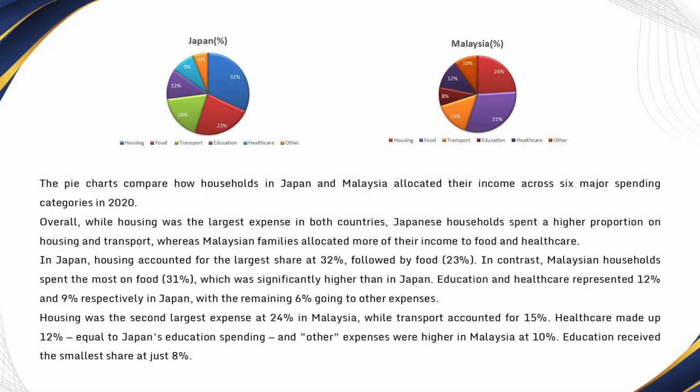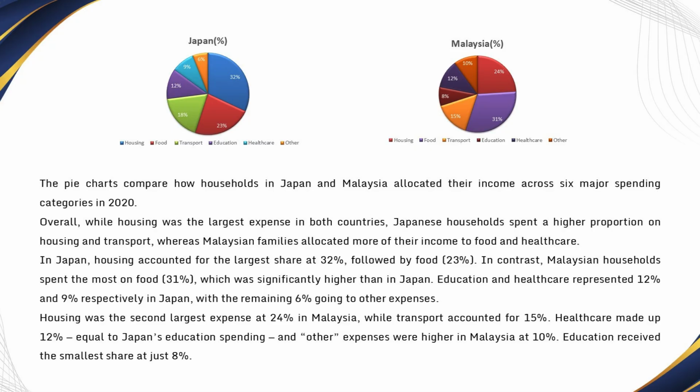In Japan, housing accounted for the largest share at 32%, followed by food, 23%. In contrast, Malaysian households spent the most on food, 31%, which was significantly higher than in Japan. Education and healthcare represented 12% and 9% respectively in Japan, with the remaining 6% going to other expenses.